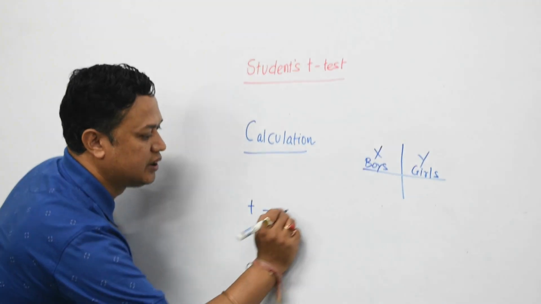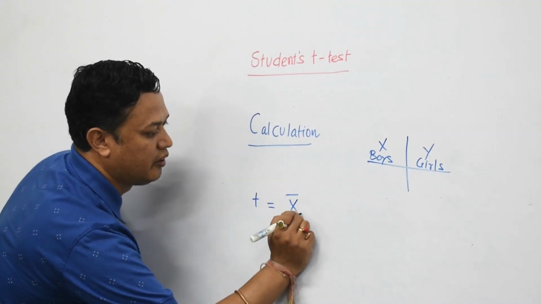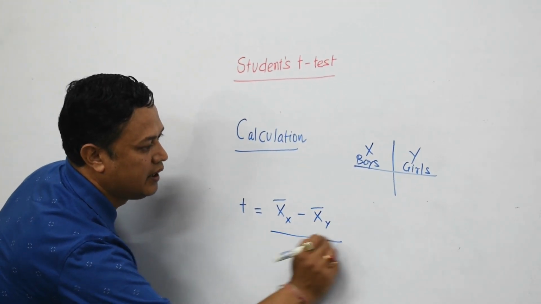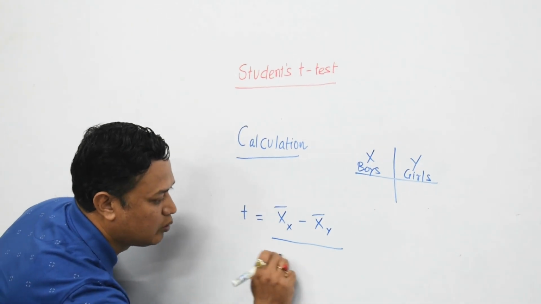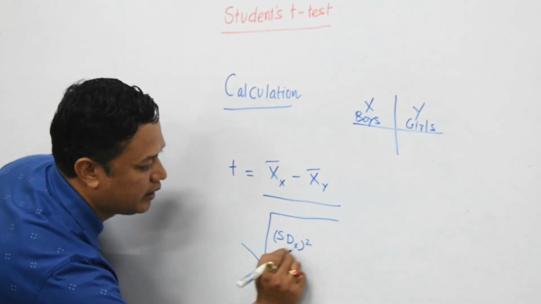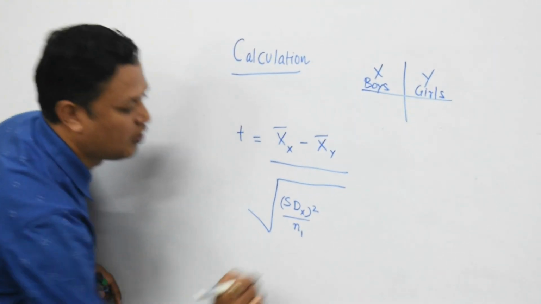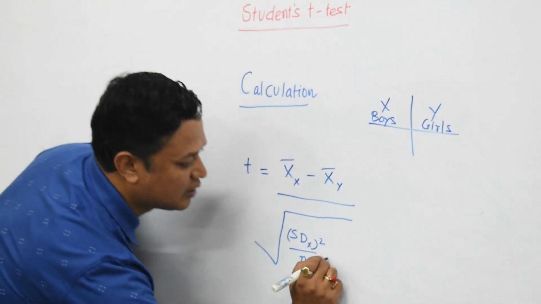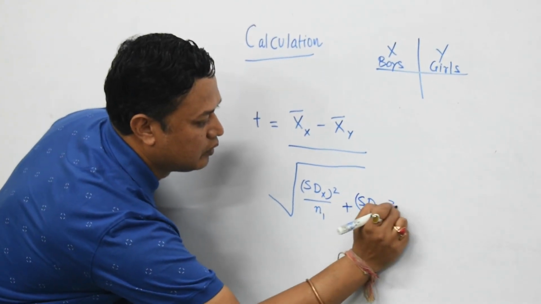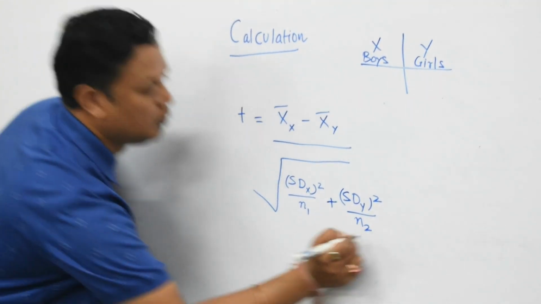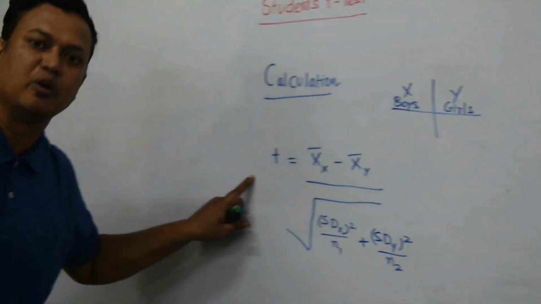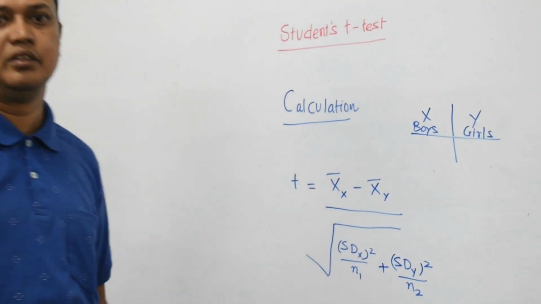The t-value is calculated as the mean of X minus the mean of the second group Y, divided by the square root of the standard deviation of X squared divided by the first sample size, that is the sample size of the X group, plus the standard deviation of Y group squared divided by N2. So these are the variables which we will be using for calculation of t-test values, right?